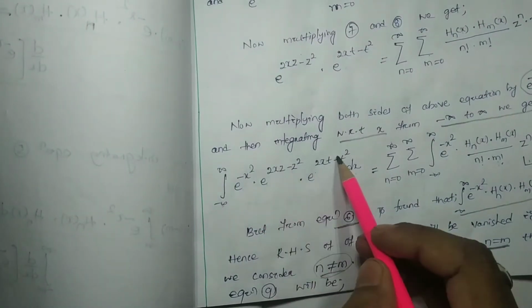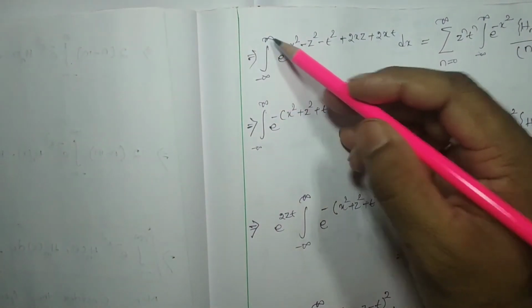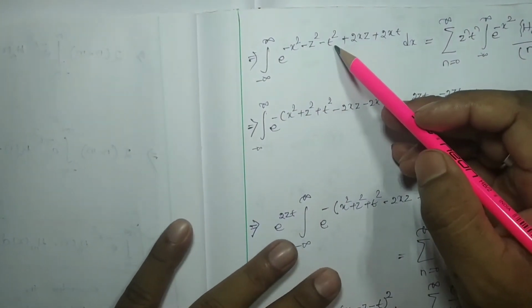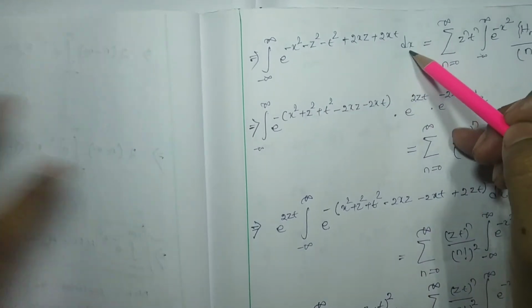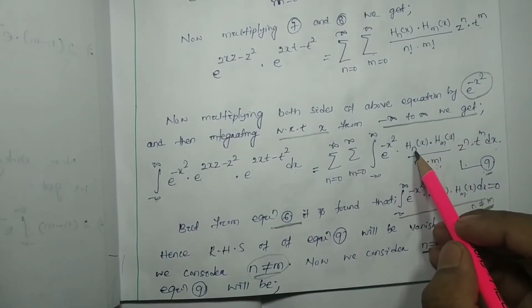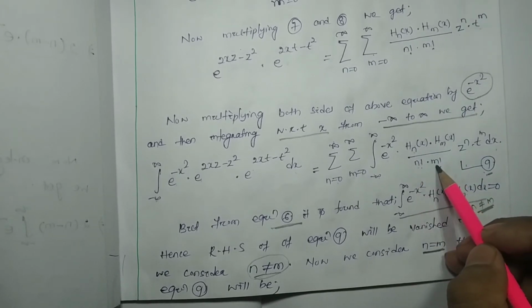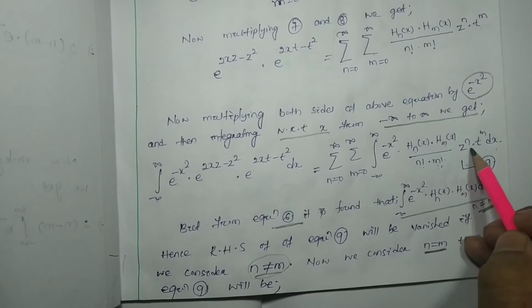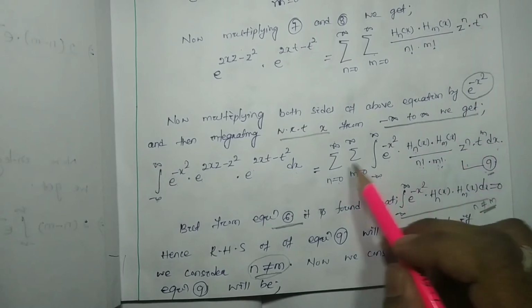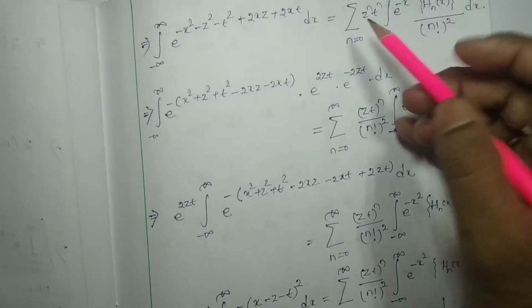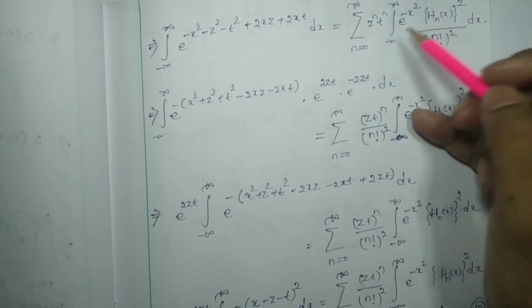The left hand side is written as usual, only the power I added, that is from minus infinity to plus infinity, e to the power minus x square minus z square minus t square plus 2xz plus 2xt into dx. And whenever we consider n equal to m, it will be Hn square divided by n factorial square, and this z to the power n, t to the power n is taken outside because it is not a function of x. Only one summation we have to write over here because the only variable is n.